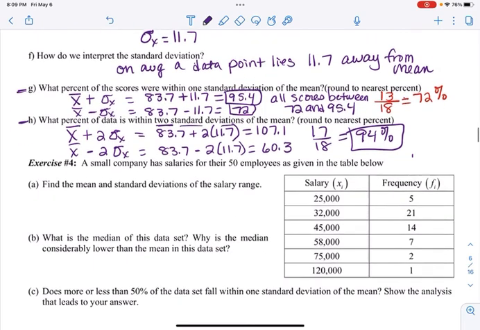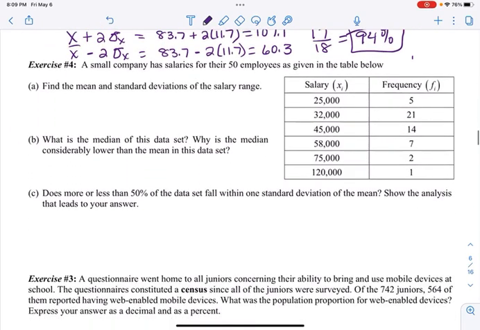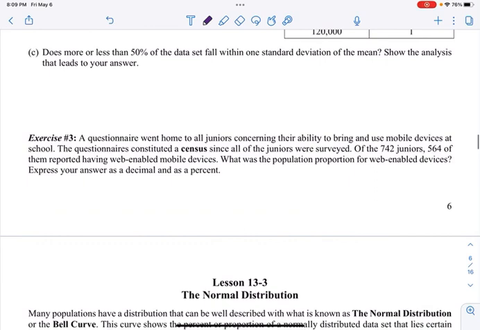We did not do exercise 4 in class, all right? But we did do, I don't know why this is called 3. This should really be 5. We did do this last one just because it's really simple. A questionnaire went home to all juniors concerning their ability to bring and use mobile devices at school. The questionnaires constituted a census. Now, that's because it's going to all the juniors, not just a sample.